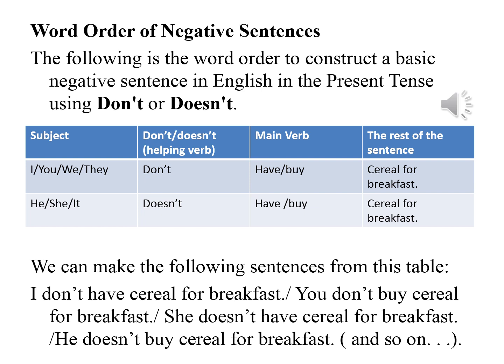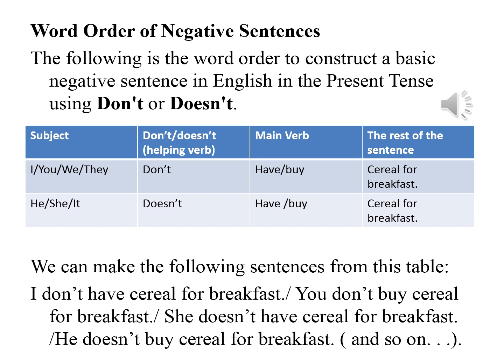Let us now see the word order of negative sentences. The following is the word order to construct a basic negative sentence in English in the present tense using don't or doesn't. Take a close look at the table. We have a subject, we have the helping verb don't or doesn't, then we have the main verb, and finally we have the rest of the sentence. So now let's look at the subject. We have pronouns used in the place of the subject such as I, you, we, they.